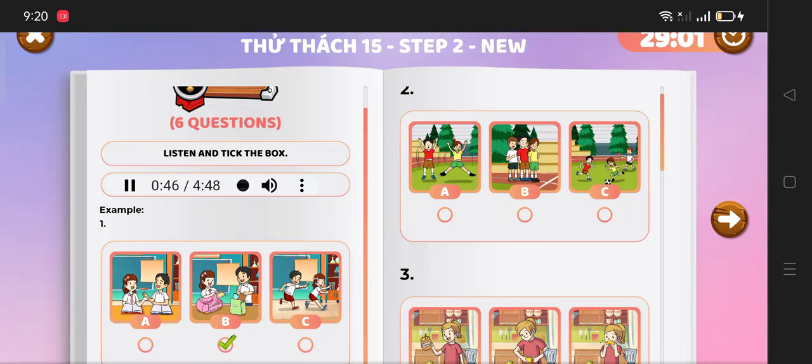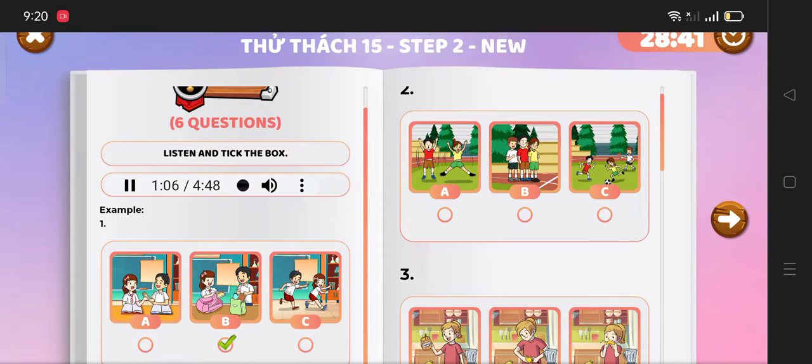Let's do star jumps to warm up before we start our PE lesson. Stand far away from each other so that you don't hit your friends. Now, please jump up and spread your arms and legs as far as you can.